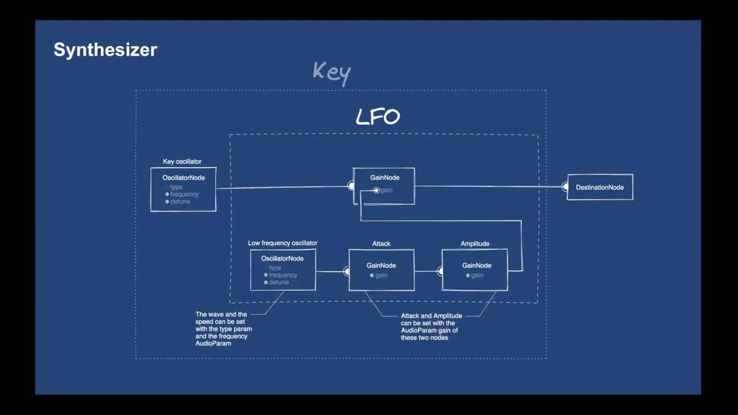How do we do that? Well, on the opposite of all we have already seen, this time we don't directly set values or transitions to the LFO's gain parameters here. We make it vary, but we use the low frequency oscillator. Remember that gain is an audio param, and we can connect nodes to them. So we connect the output of these three nodes here, not to the gain node, but directly to the gain parameter, to this gain audio param. And that's how the LFO node, this one, can modify the sound generated by the key oscillator. Okay?